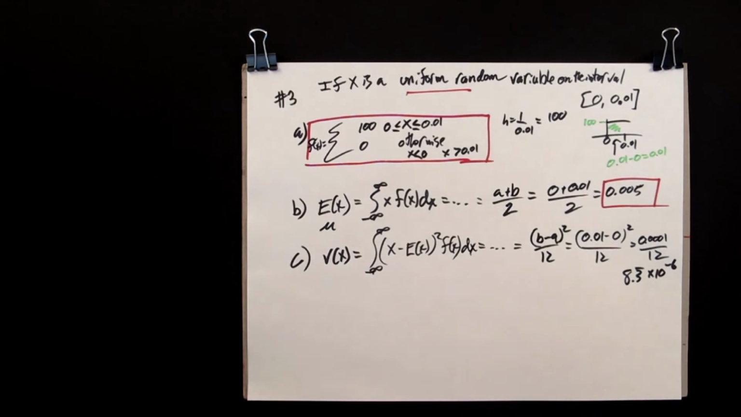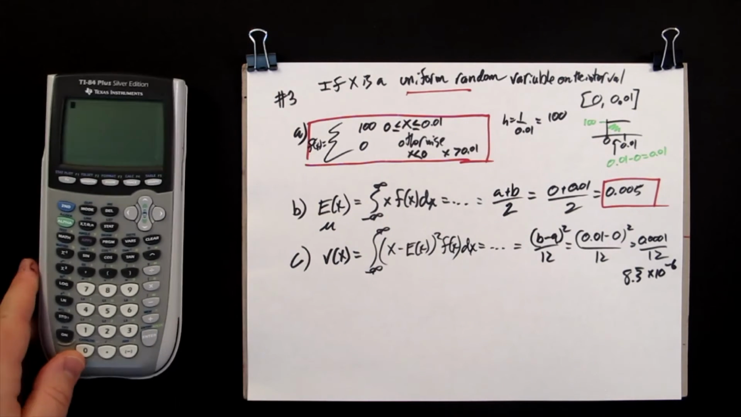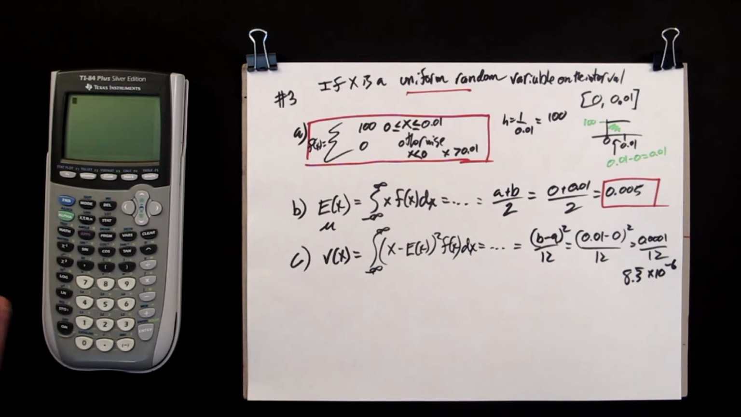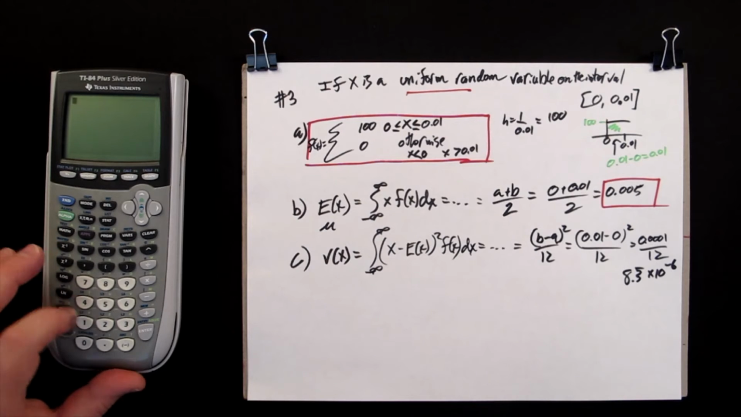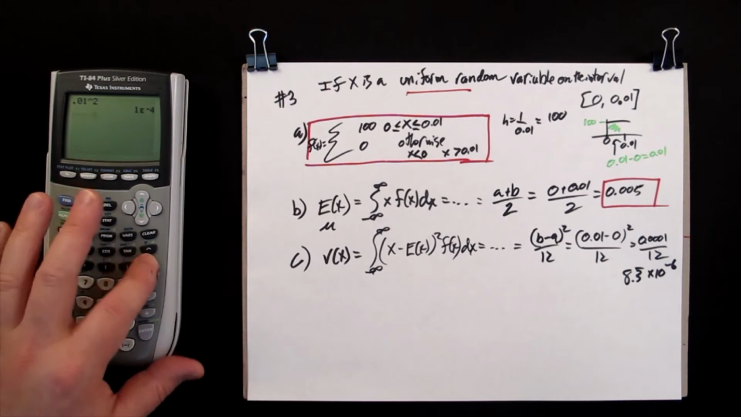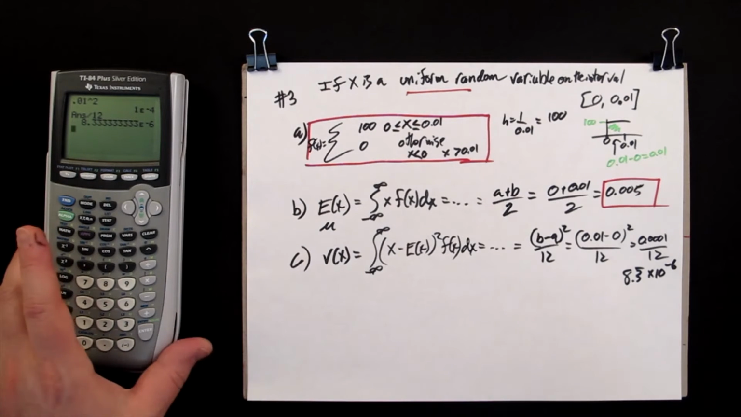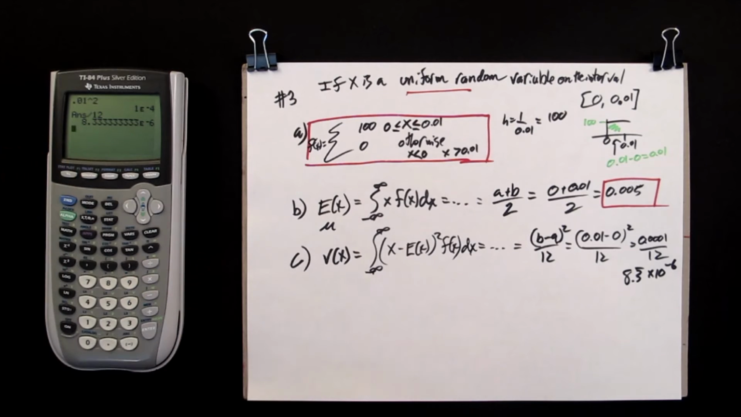Okay, just to show you, so we have 0.01 squared divided by 12, and that's 8.3 times 10 to the minus 6. That's a pretty small number.